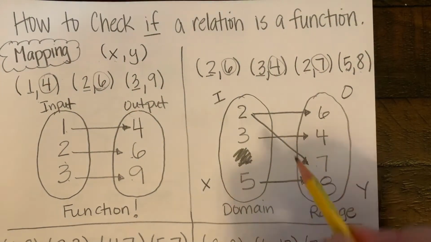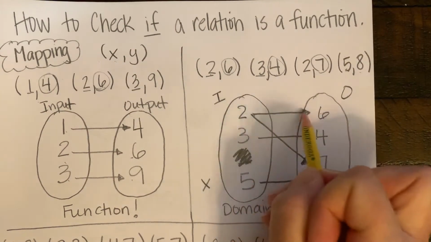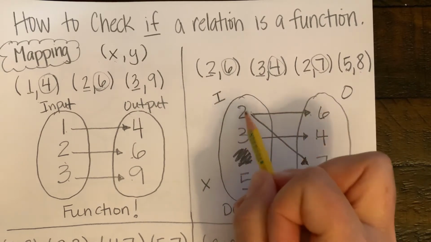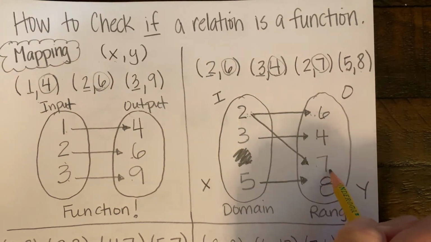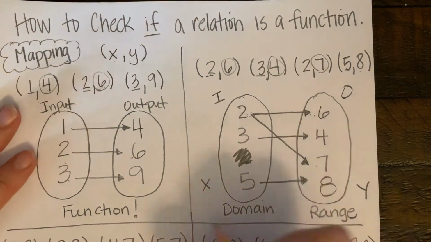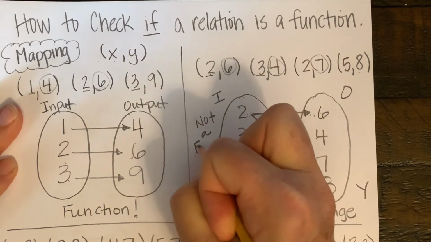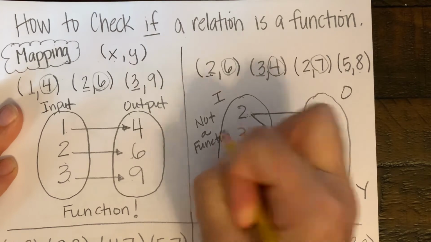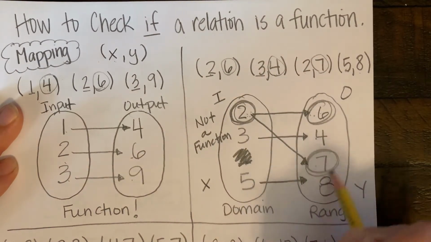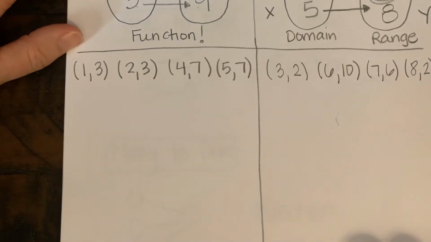Now, if you'll notice, I do have 1-to-1 here. I have 1-to-1 here, but I have a 1-to-many. I have 1, which is the number 2, becoming a 6, and it's becoming a 7. This cannot happen in a function. So this is not a function. And I ran out of space. It is not a function because my 2 became 2 different answers. Okay, let's look at our next one.